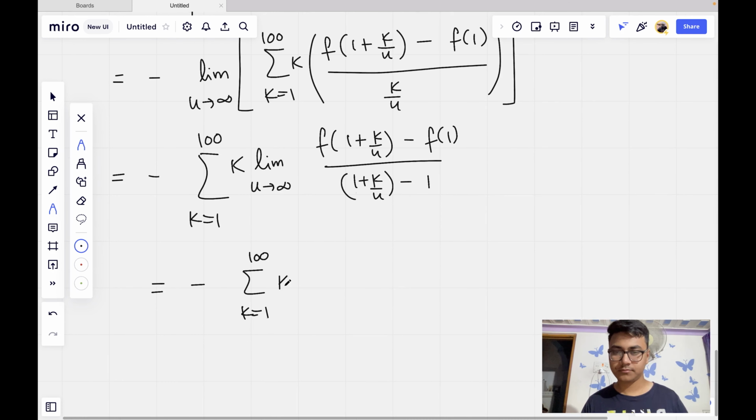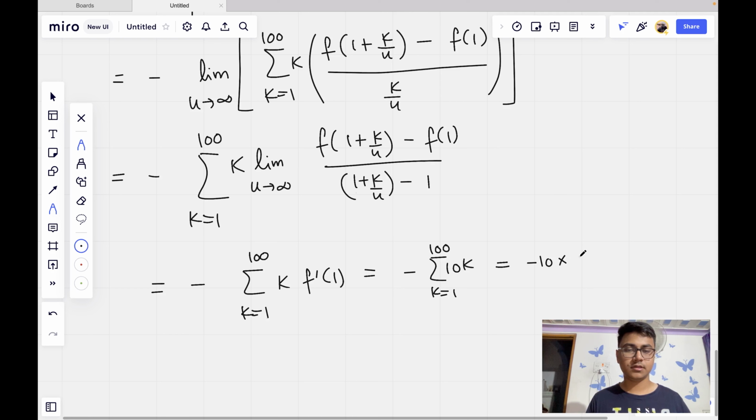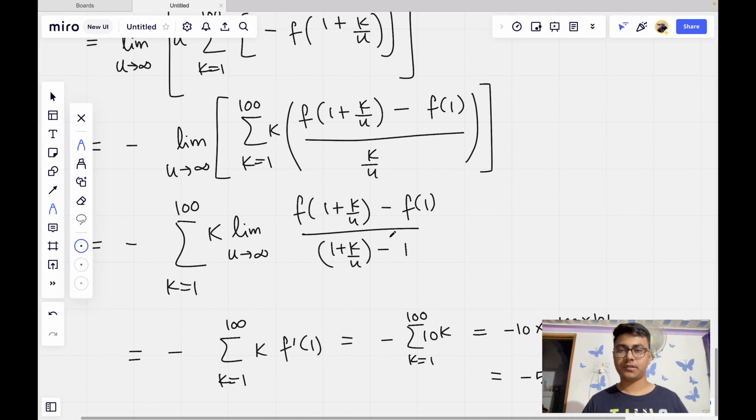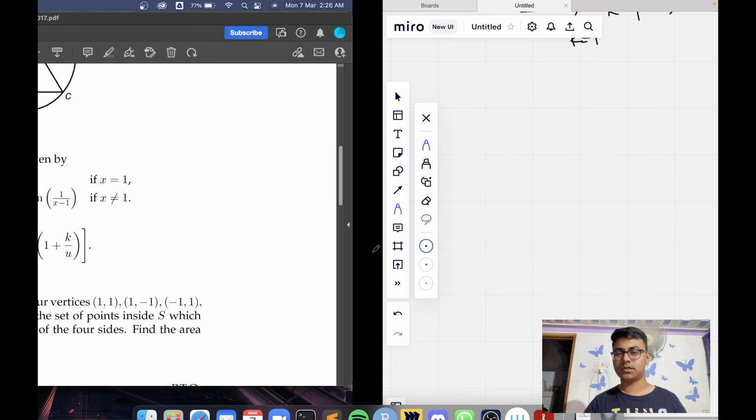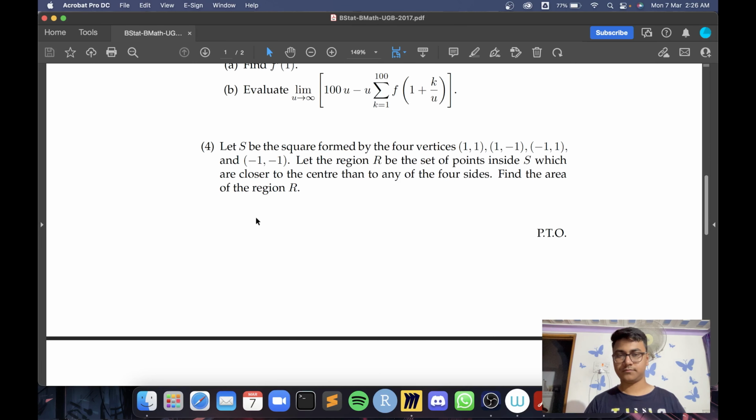k goes from 1 to 100. k times what is f dashed of 1? We calculated it to be 10. This value is minus 10 times 100 times 101 over 2, which is minus 50500. This is our third question. We spent more time on this than was needed, but okay, we have solved this question now. We'll move on to the fourth question.